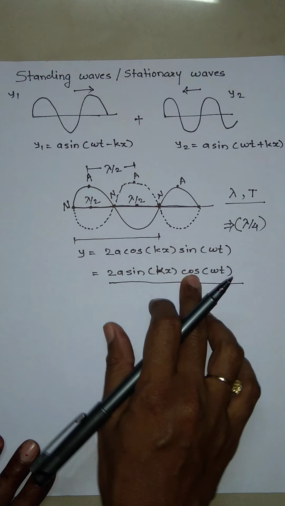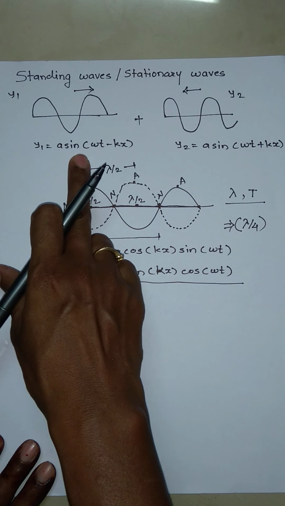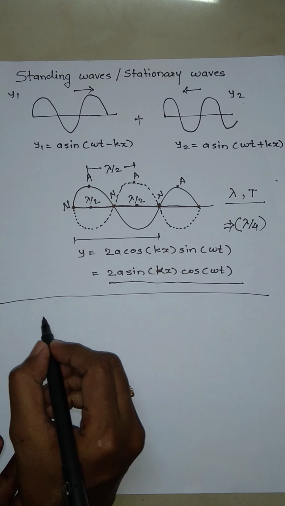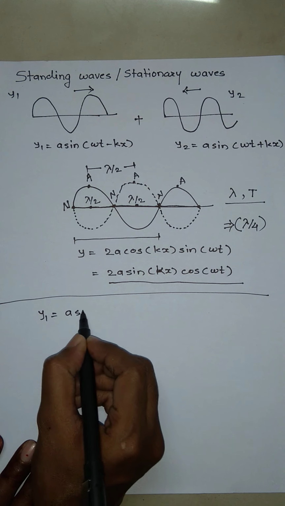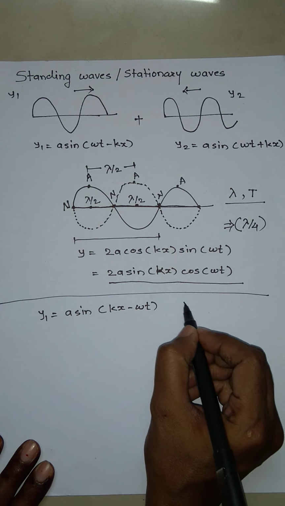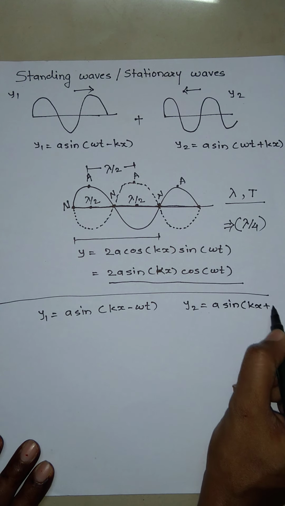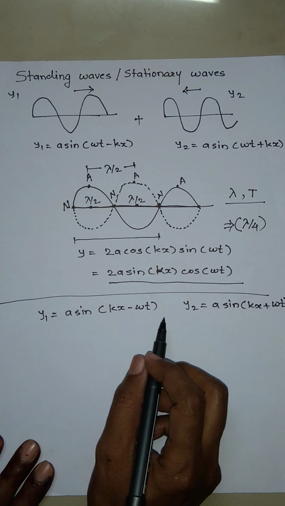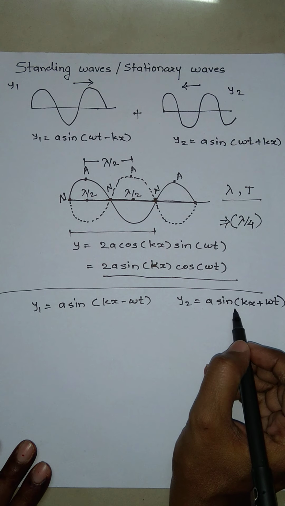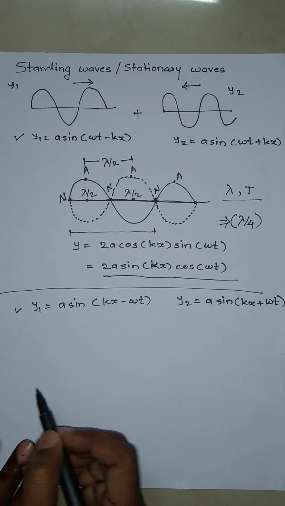The difference arises because originally we considered the two waves as a sin(omega t minus kx). You can also consider the expression as y1 equals a sin(kx minus omega t) as one wave and y2 equals a sin(kx plus omega t) as another wave. You can also write down the equation of a wave like this. Now you may ask, what is the difference between this type of wave and this type of wave?